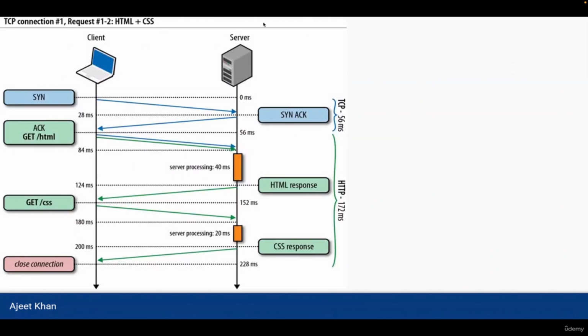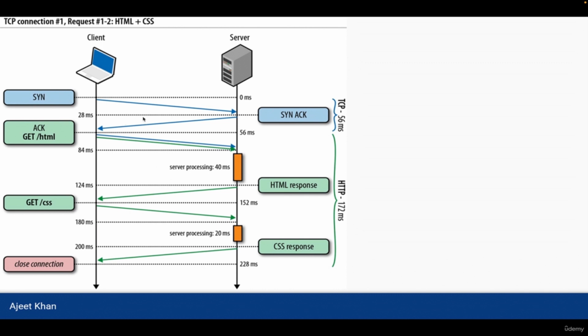For example, here in this case, we have a client and we have a server. So first we are having a TCP handshake. Till here 56 milliseconds we are doing the three-way handshake. A SYN packet is sent, SYN is acknowledged, and then an acknowledgement is sent, and after that we are fetching the HTML file with a GET request, and then it gets processed in 40 milliseconds, and then there is an HTML response. Then there is again a GET request for the CSS file, and it is processed in 20 milliseconds, and then the response is sent and the connection closes.